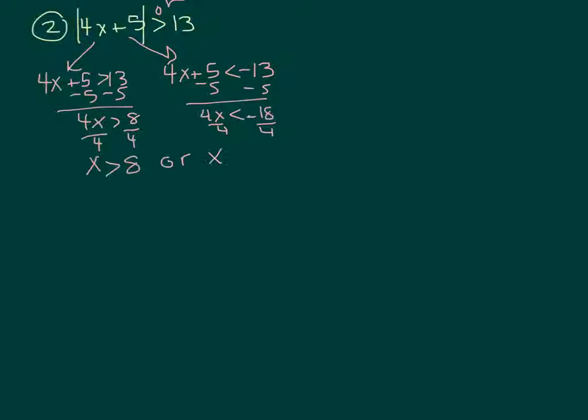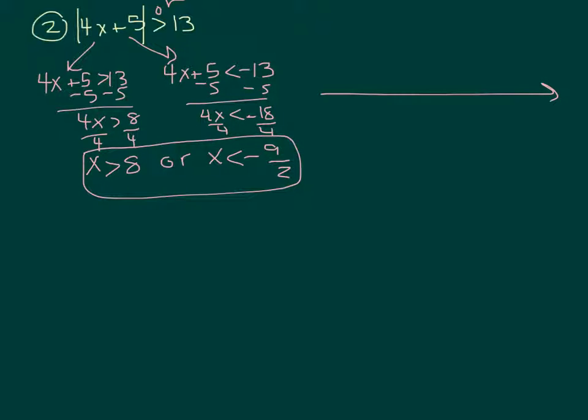And I end up getting x is less than, when I reduce this, negative 9 over 2. So the graphing of these ones is always a little bit tough. Negative 9 over 2 is actually the same thing as negative 4.5. It's a little bit easier if you change your improper fractions to a mixed number. So I know that that's going to be somewhere between negative 4 and negative 5.